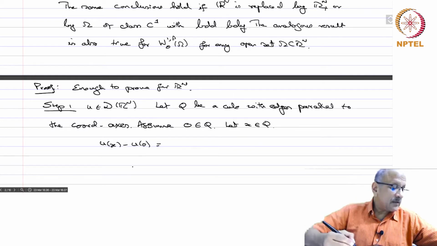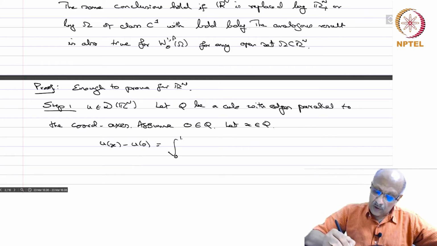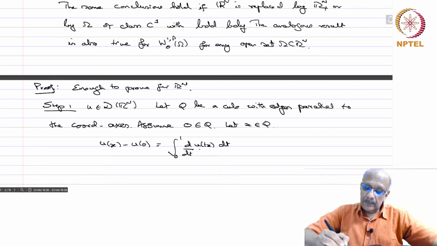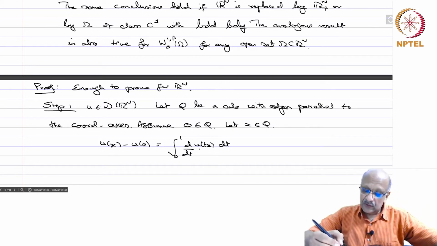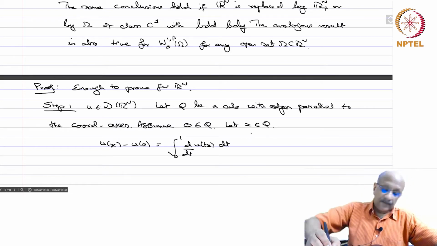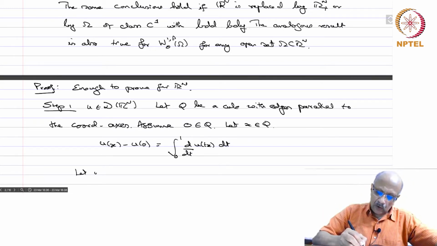By the fundamental theorem of calculus, this is the integral from 0 to 1 of d/dt of u(tx) dt. Because if d/dt of something is just the end values you have to subtract. So u(1·x) is u(x) minus u(0·x) is u(0), and therefore you get this inequality here. So let u bar be the mean or average of u over Q.